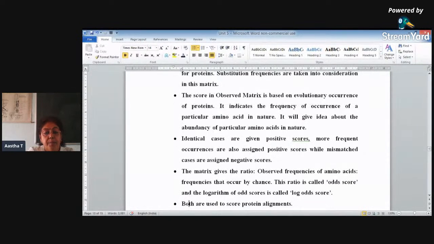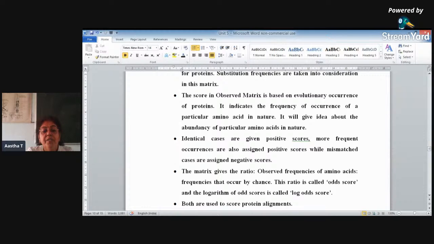Identical cases are given positive scores, dissimilar cases, or mismatch cases, are given negative scores. The matrix gives the ratio of observed frequencies of amino acids to frequencies that occur by chance. So what is the observation? How many amino acids are occurring in a particular group of organisms or with respect to evolutionary development of organisms, and चुकून एखादा कस काय ते फ्रिक्वेन्सी तुम्हाला दिसून आली, बाय चान्स कुठला अमायनो ऍसिड अचानकपणे तुम्हाला दिसला, that ratio is given, and this ratio is known as odds score.